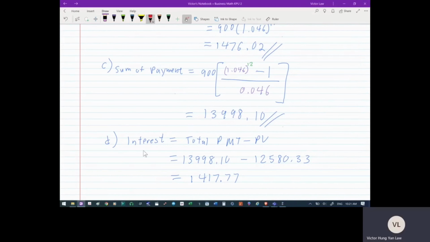Part D, we're looking for total interest. Total interest is your total payments minus your present value. We made total payments, or a total withdrawal, of 13,998. What we put in at the beginning was $12,580. We subtract those two, and that gives you 1417, which is our interest. Your interest is basically your total withdrawal minus what you put in at the beginning. The difference is your interest earned. And 1417 is the answer for part D.